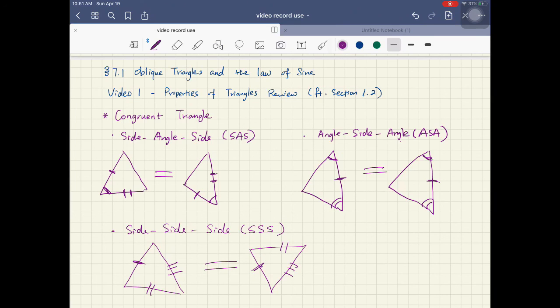However, we do not have anything like AAA, angle angle angle, or SSA, side side angle, or any other combinations. So we only have those three situations. And those three we're going to use to develop the law of sine formula and then the law of cosine formula later.